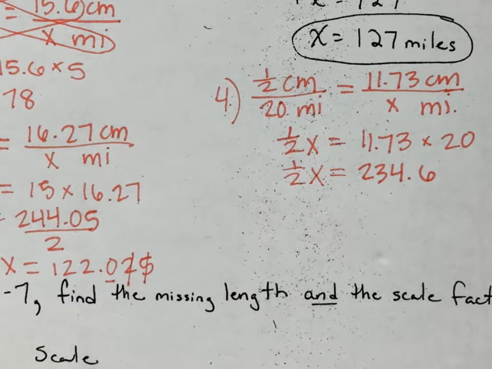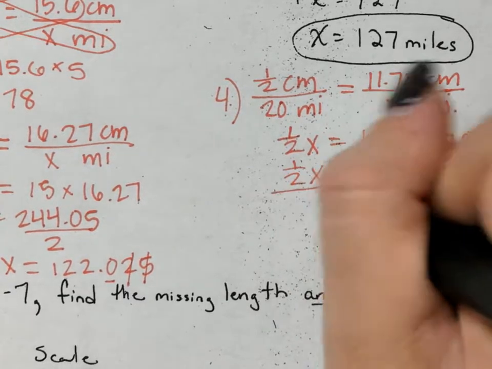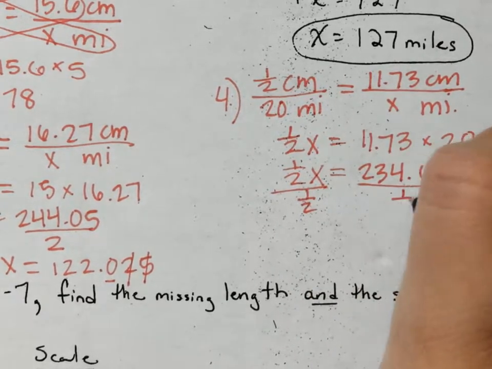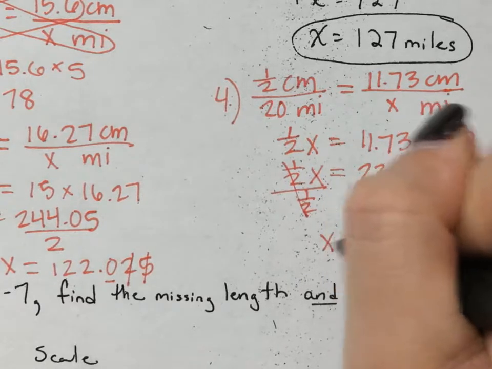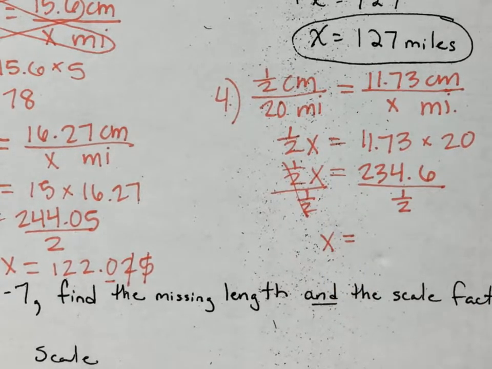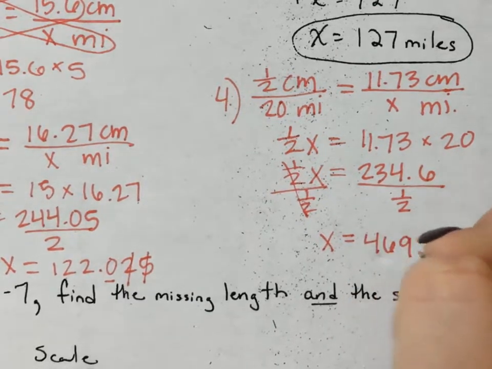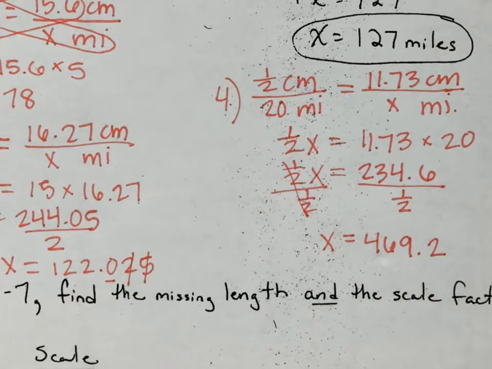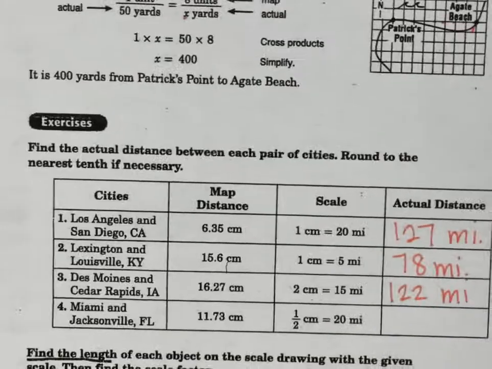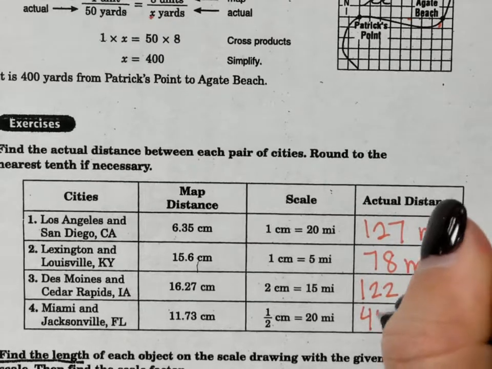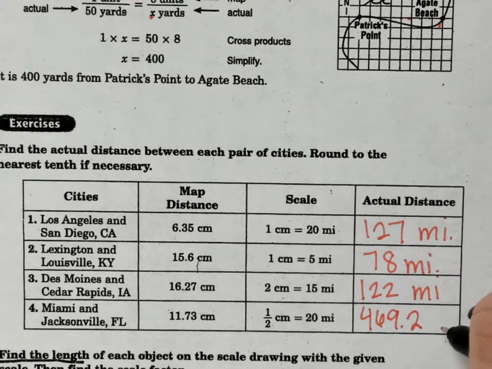Divide by what, Dominique? Divide by 1/2. Both sides. So x is equal to what? 469.2. Okay. Is that already rounded to the nearest tenth? Yes. Because my 2 is in my tenth position. So that means that the distance between Miami and Jacksonville is what? Miles. Can't forget the miles.